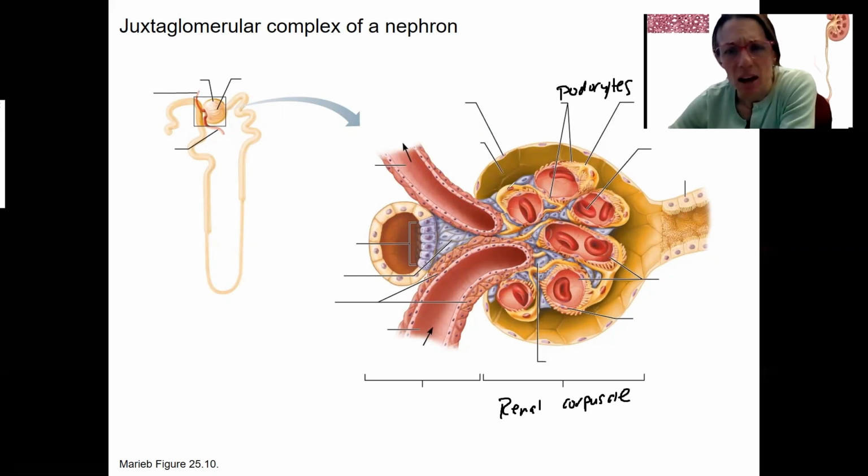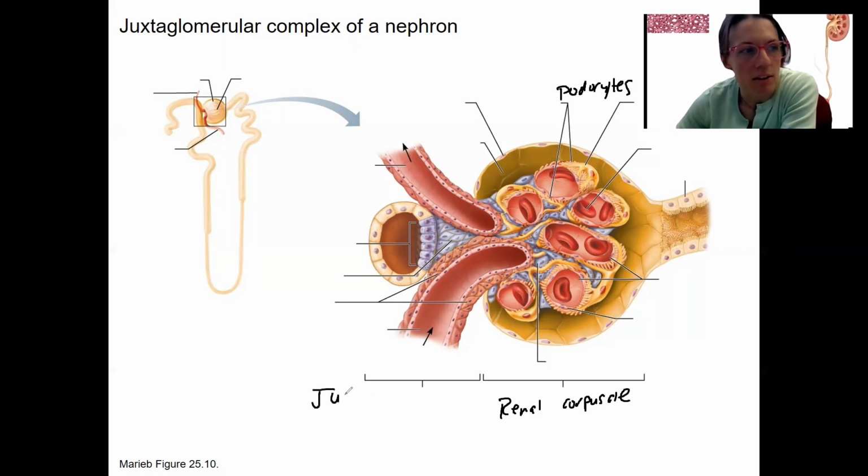Here's the capsular space. I'm not going to label everything here right now because the point here is to label this new structure right here. And by new, I mean, I haven't talked about it yet. I'll label it right here. This whole thing, because I've got a nice label there, is the juxtaglomerular complex.